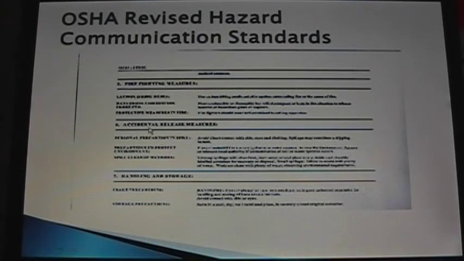Accidental release measures. Personal precautions in a spill of Lysol would be to avoid direct contact with your skin, eyes, and clothing. For spill cleanup, it just says to use an absorbent cloth. Handling and storage. Basically, when you're handling it, avoid contact with your eyes and your skin. And it should be stored in a cool, dry, well-ventilated place.